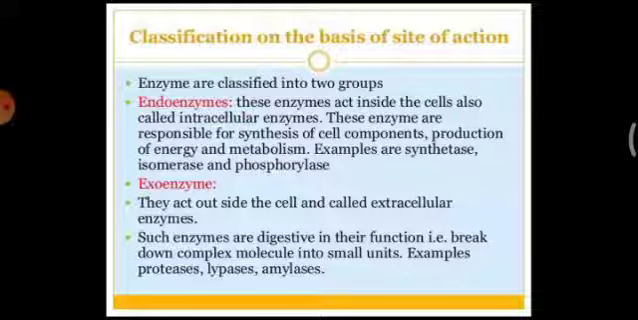Exoenzymes, exo means outside, so these enzymes act outside the cell. Even though they are produced inside, they act outside the cell and are called extracellular enzymes. Such enzymes are digestive in their function. Most of the digestive enzymes belong to this category. They help in the breakdown of complex molecules into small units. Examples: proteases, lipases, and amylases, which are involved in digestion of respective biomolecules, proteins, lipids, and carbohydrates.